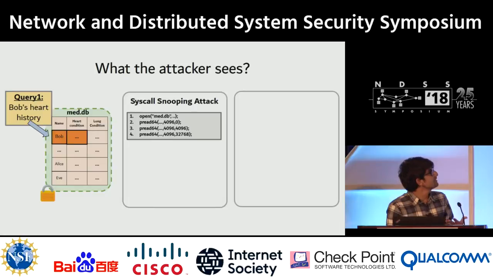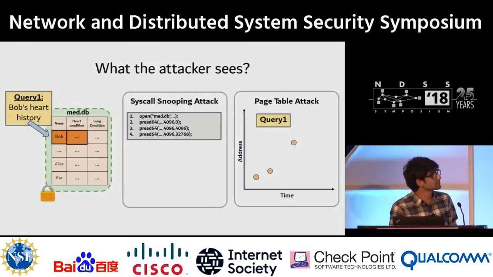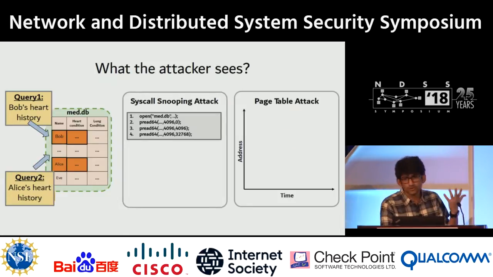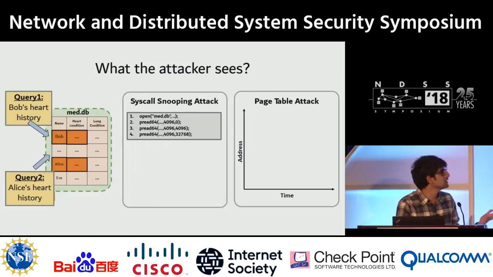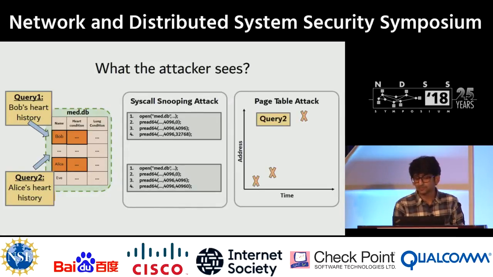What the attacker would see in this scenario is, based on the query, SQLite, or any application for that matter, is going to perform a very specific sequence of file system operations. If you have a native file system, you can simply log the system calls, or if you have an in-memory file system, you're going to have a very specific set of page fault or page table patterns. Again, if you have another query, let's say Alice's hot history, then you would have a very specific set of system call patterns and, again, page fault patterns.